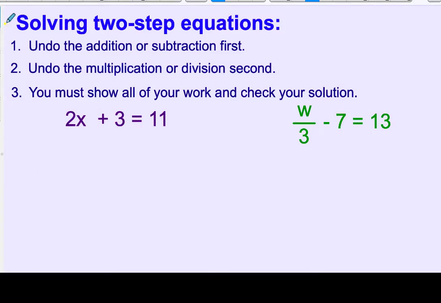All right, so look for this part right up top to show you're on the right page. And then I want you to pause and fill in these 3 steps. These are the 3 steps we're going to use as we are solving our two-step equations.